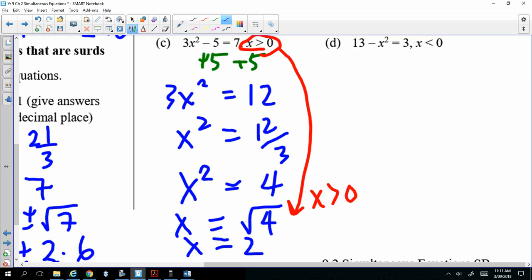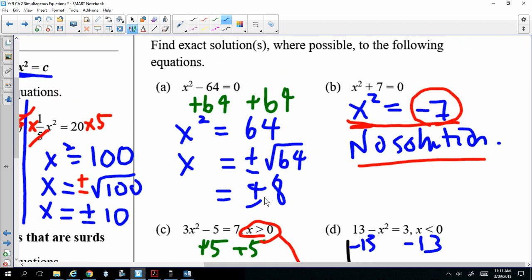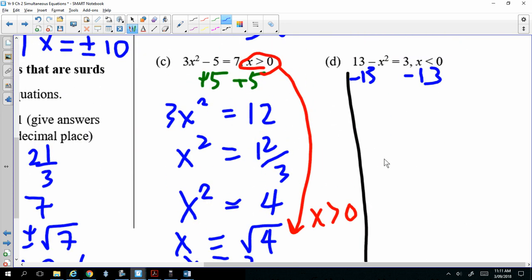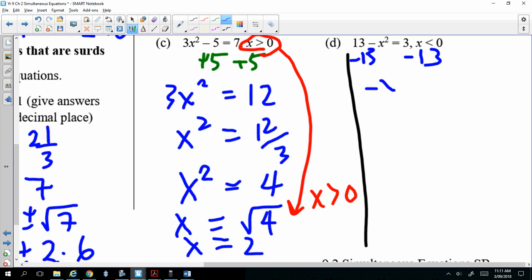All right, what's the first step? Minus 13. Because you say x is positive, you do not write negative. Does that make sense? Whereas this one, you have to put plus or minus. Okay. All right, what do you get? Negative x squared equal to negative 10. What do I do next? Times by negative 1. What do you get? X squared is 10. And then what do I do next?